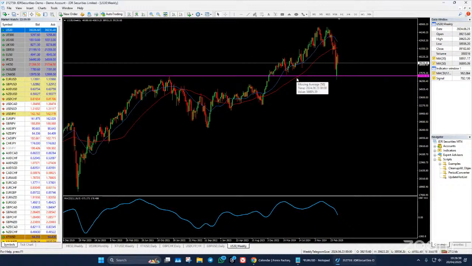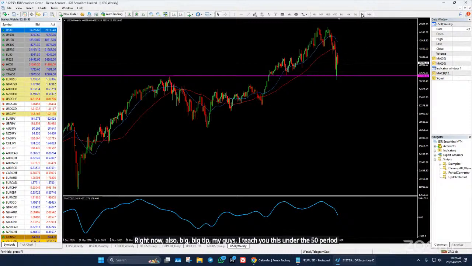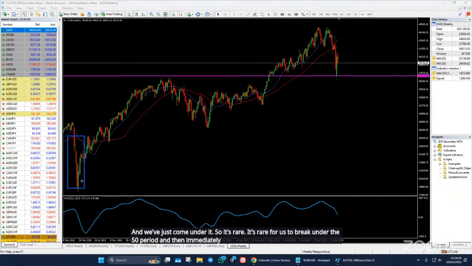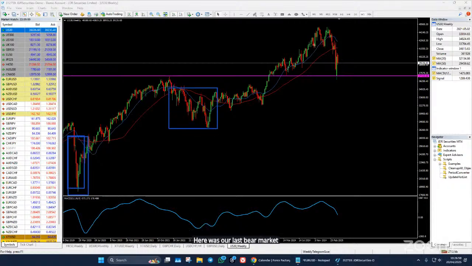Right now, also, big tip, my guys, I teach you this: under the 50-period moving average on the weekly, we're in a bear market. So we're not in a bull market anymore. We do have lower highs, lower lows, and we've just come under it. So it's rare for us to break under the 50-period and then immediately come back. We normally spend a bit of time underneath it. Here was our last bear market. This is COVID. We've just broken up.